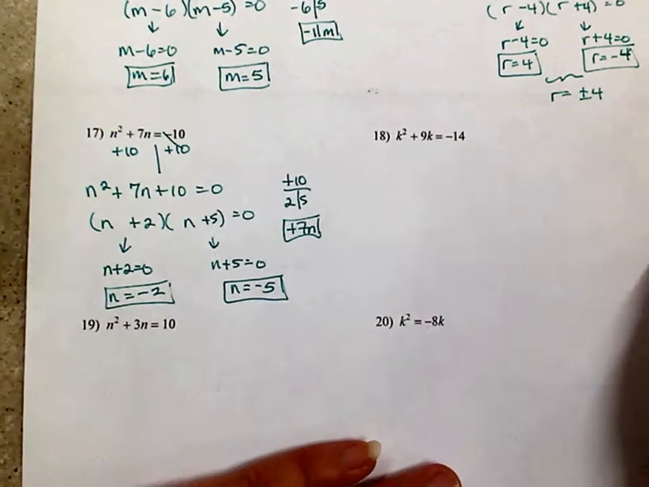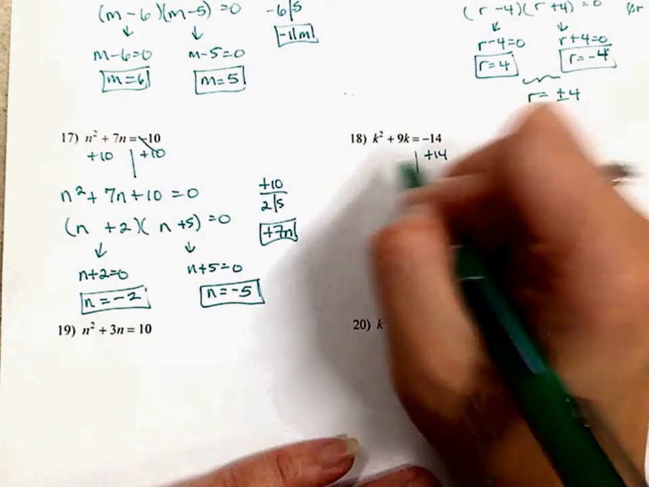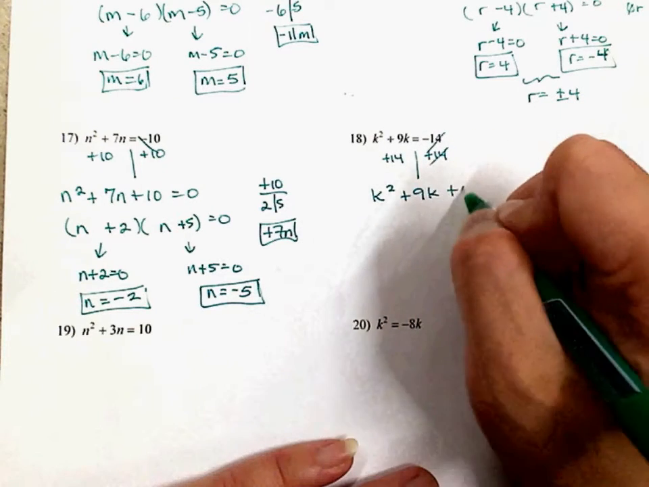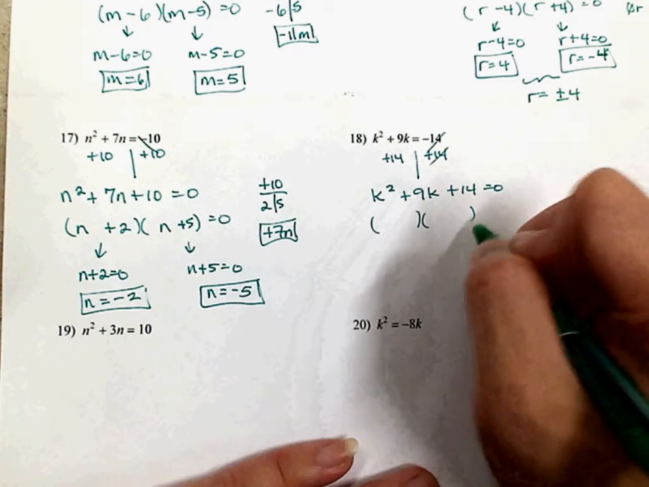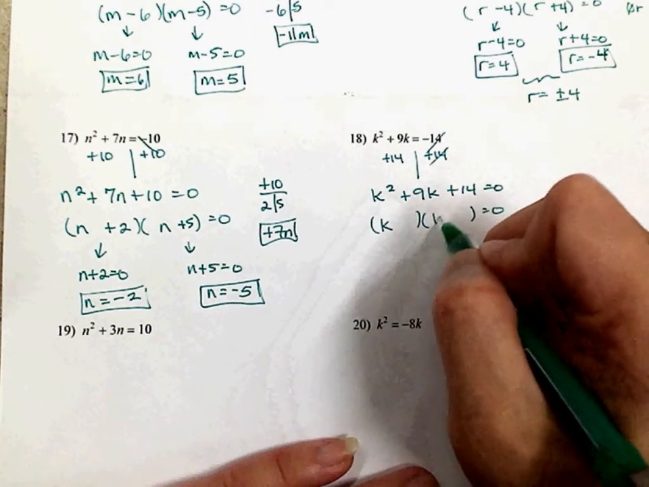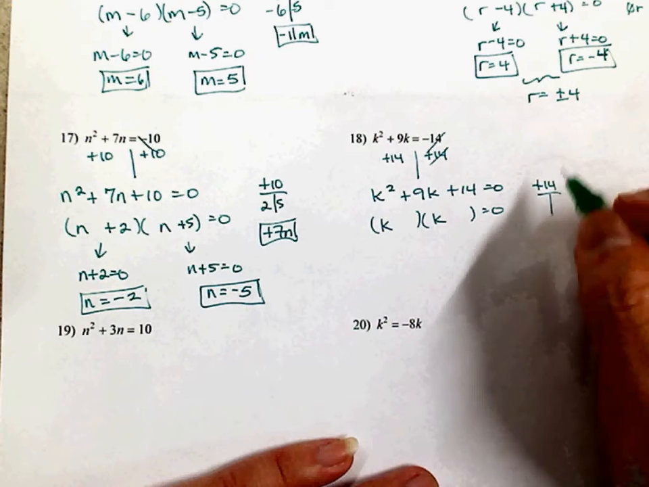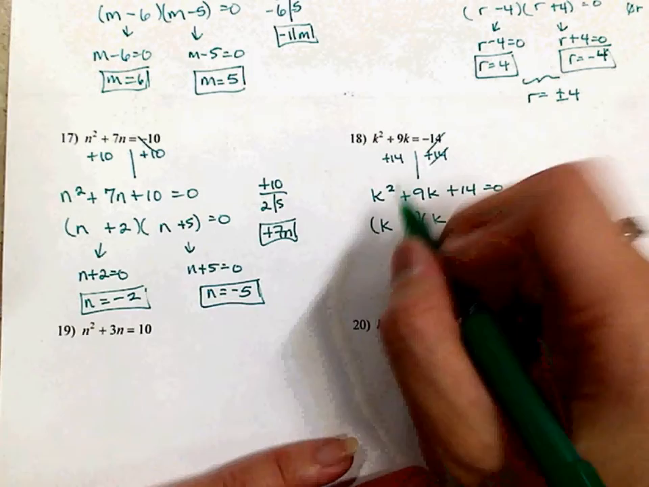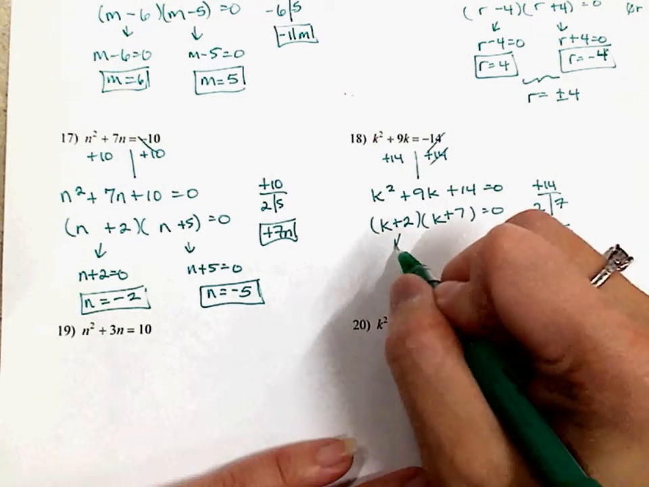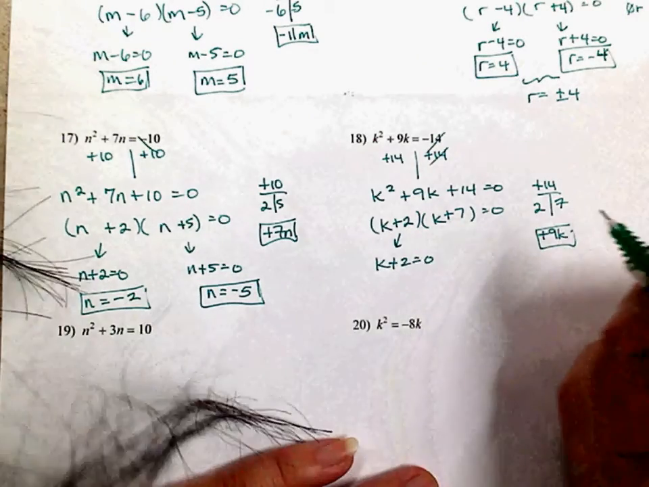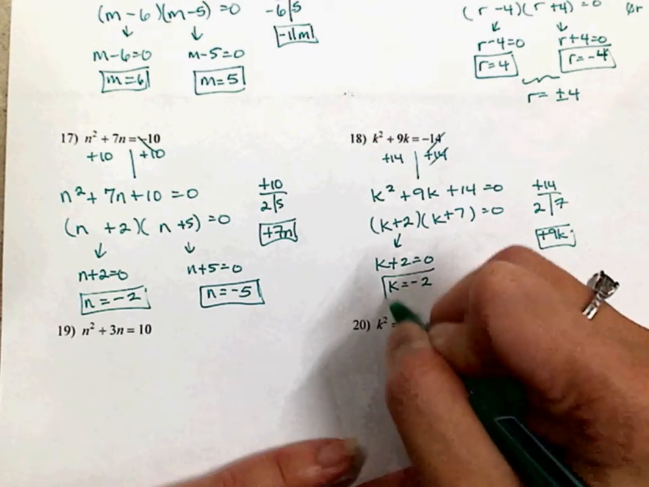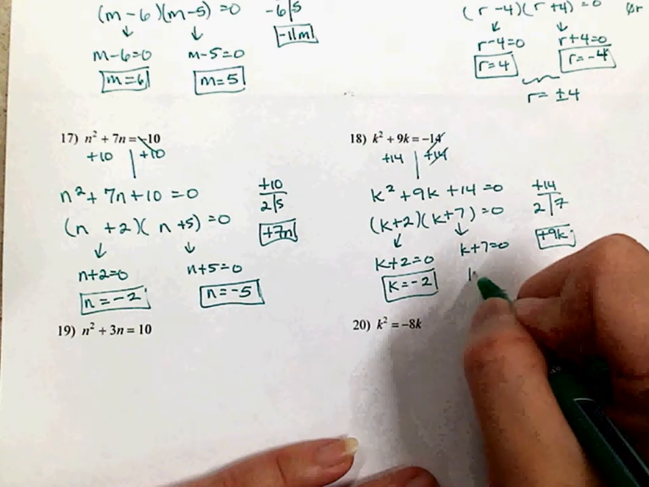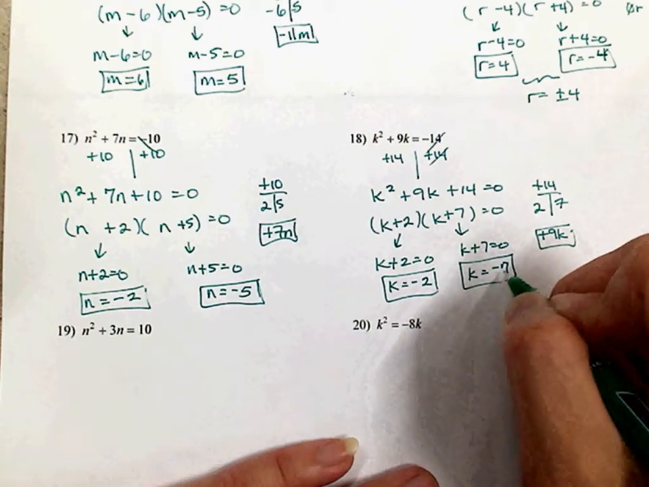Number 18. Add 14 to both sides. Okay? So k squared plus 9k plus 14 is equal to 0. Two sets of parentheses. Factors of k squared is k and k. Two numbers that multiply give you 14, and it's going to add to give you 9k. That'll be 2 and 7. Plus 2 plus 7. K plus 2 equal to 0, so k is equal to negative 2. K plus 7 equal to 0, so k is equal to negative 7.